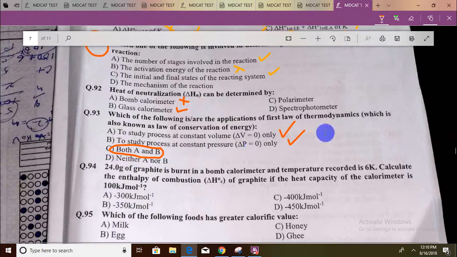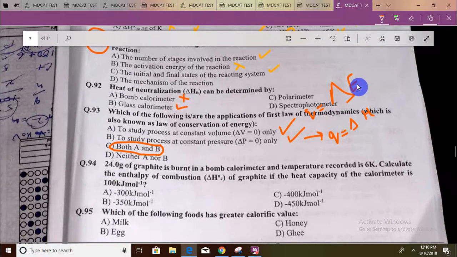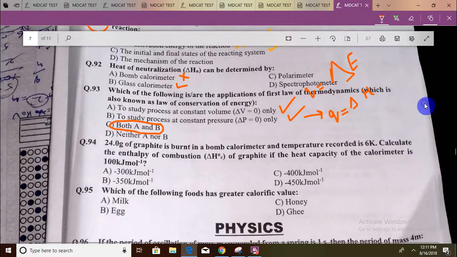When the pressure is constant, all of the heat that you've given is equal to delta H, and when the volume is constant, all the heat that has been given in is equal to delta E, where E is the internal energy. And these are both applications.